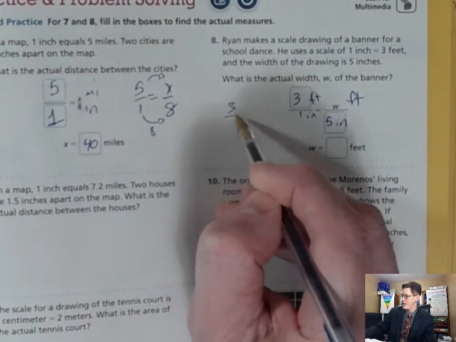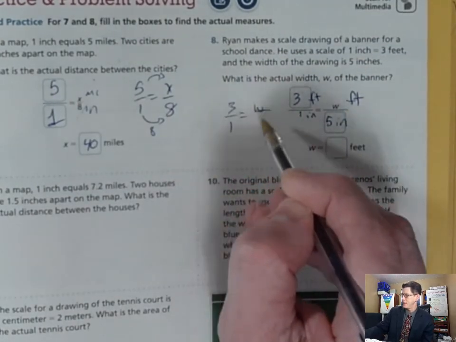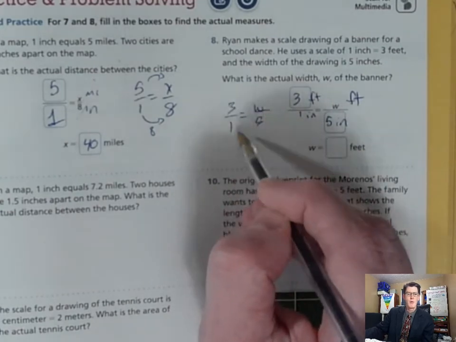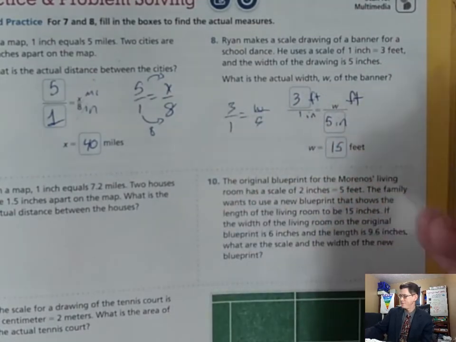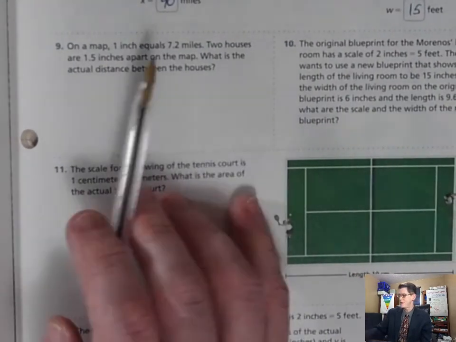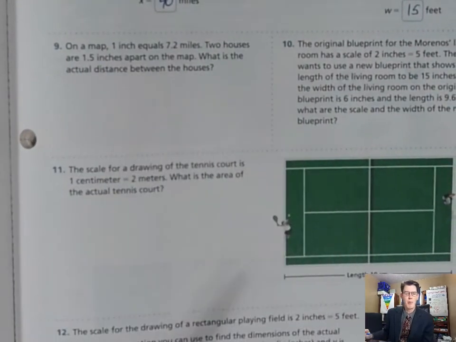Okay, that gives me 3 over 1 is W over 5. I'm just rewriting it for my own benefit. I can cross multiply. 1W is 15 feet. Writing these proportions will help you on all of these. So on 9, see if you can write the proportion, hit pause, and I'm going to write it out.